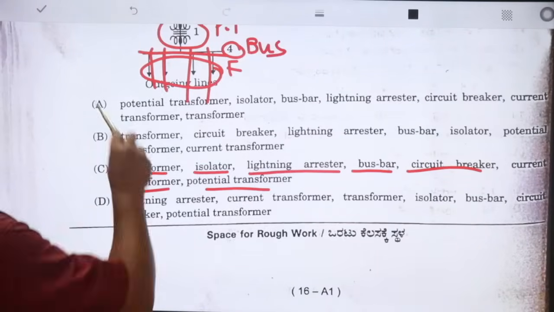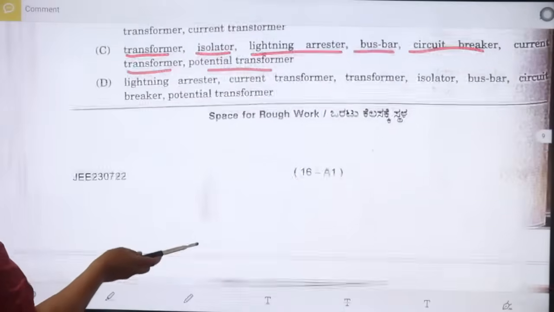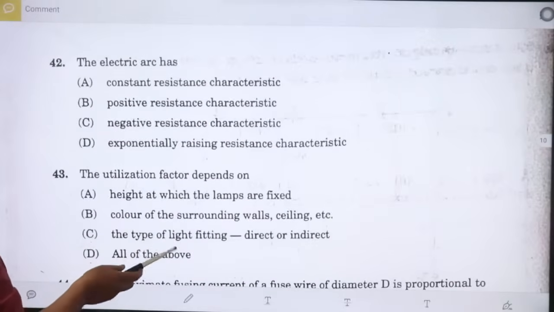No. For TS Kptcl there is no negative marking, na? This is only for Kptcl.